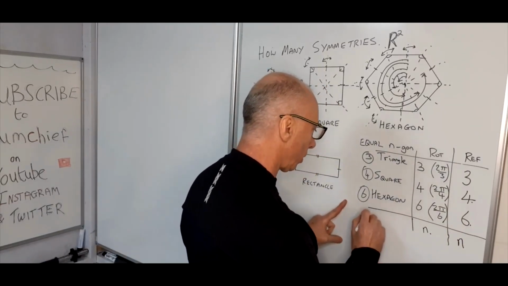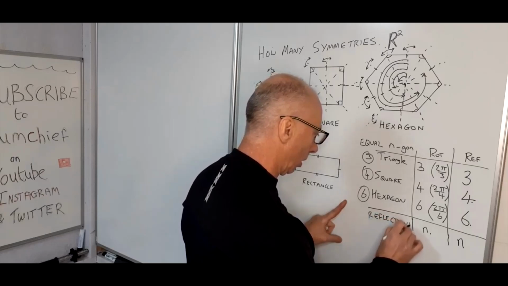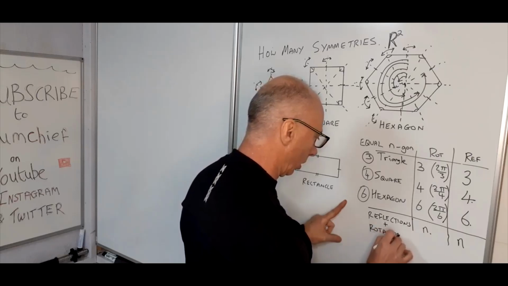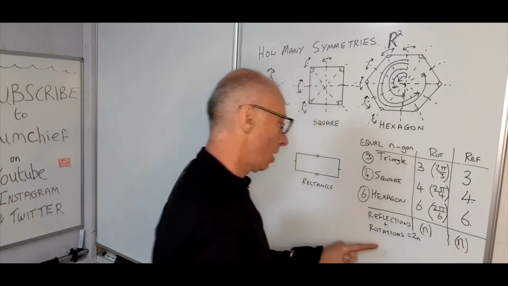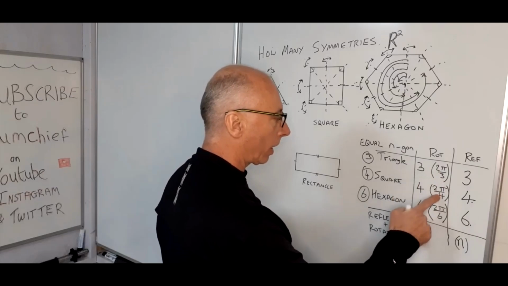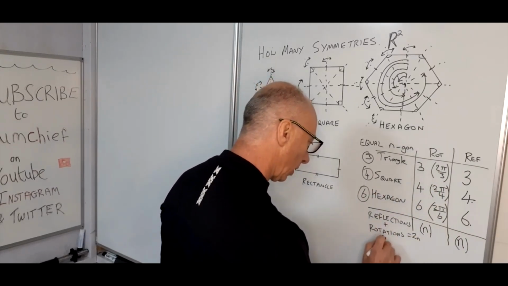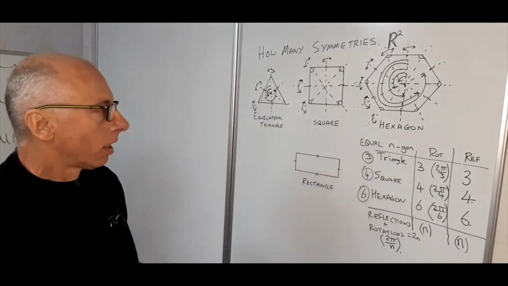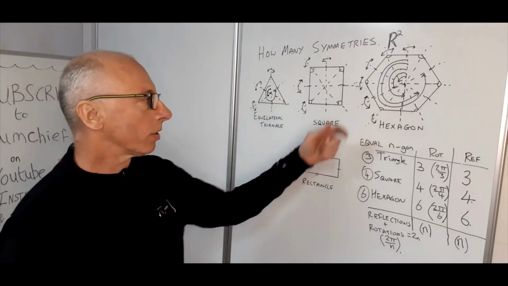So total reflections plus rotations equals 2n. And the rotations are through 2 pi over n. So we call that 2 pi over n. So that's what we can see for regular polygons.